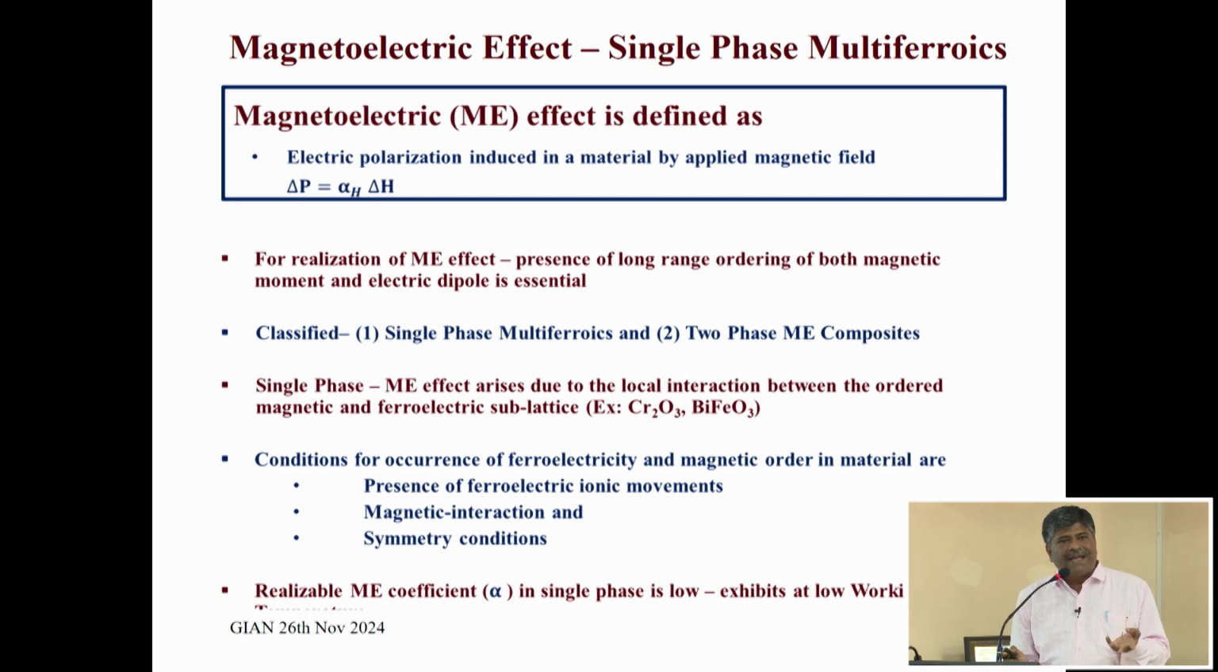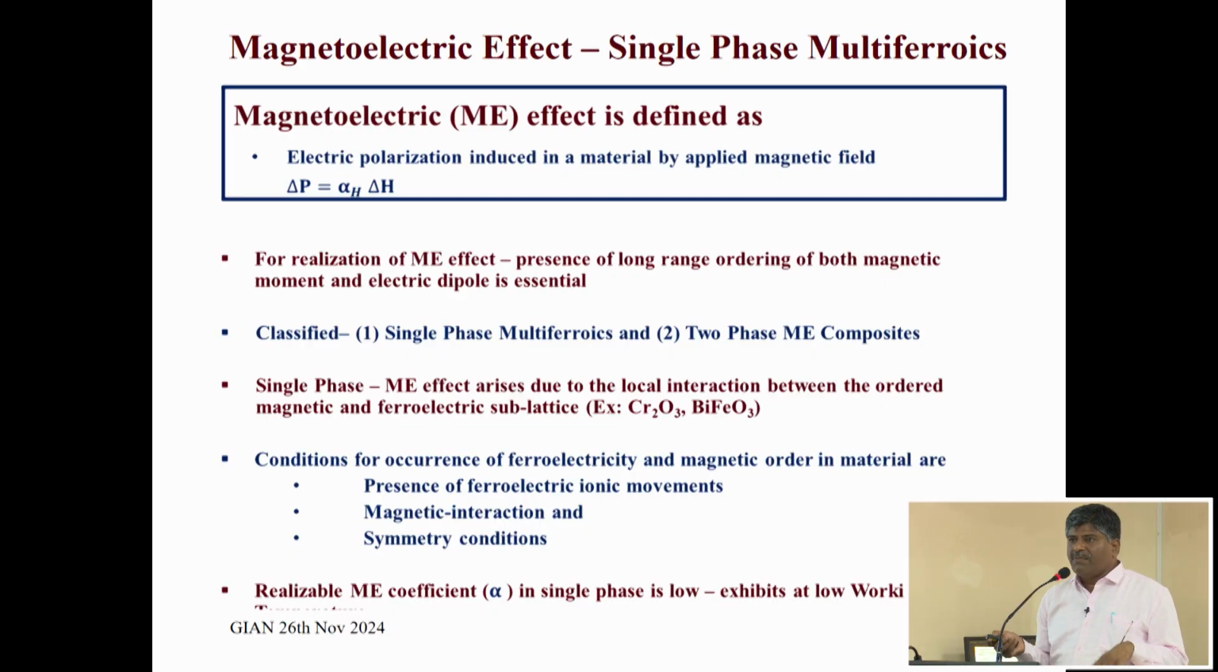Of course, you can change the magnetic property, but by means of a magnetic field, you cannot normally change the electrical property, or more specifically, electric polarization I am talking about. So it is possible to change electric polarization by means of a magnetic field. Now this magnetoelectric effect is observed basically in two categories of material. One is single phase multiferroics and the other is two phase multiferroics.